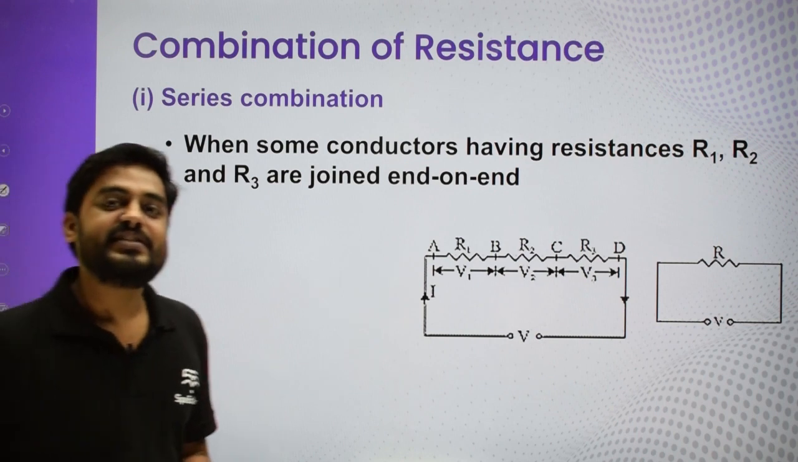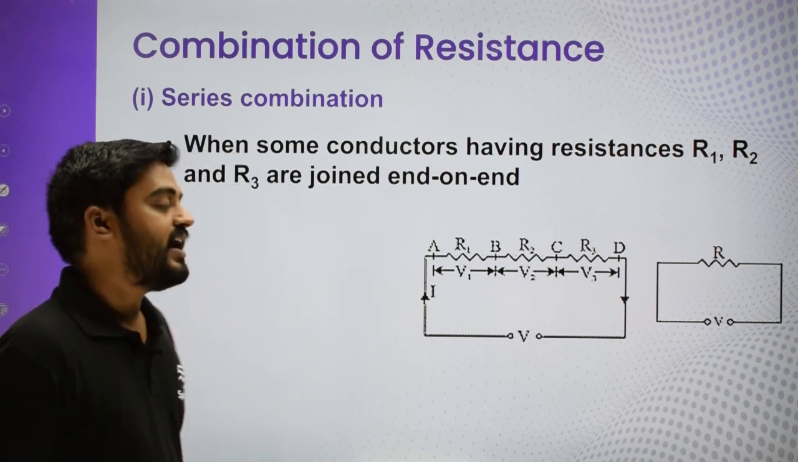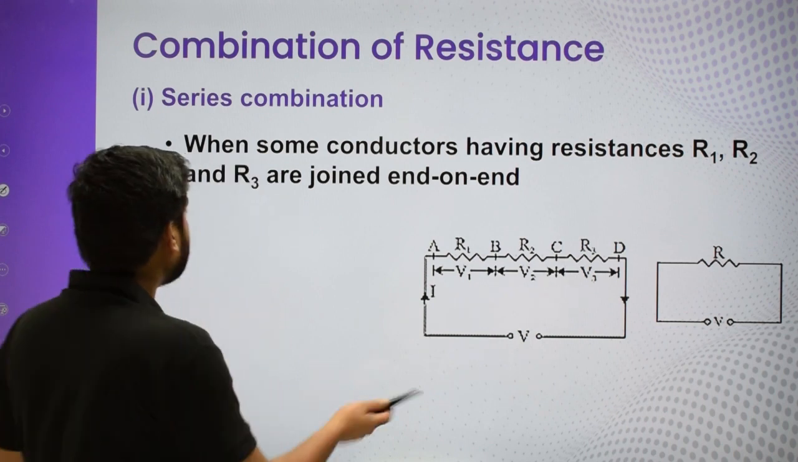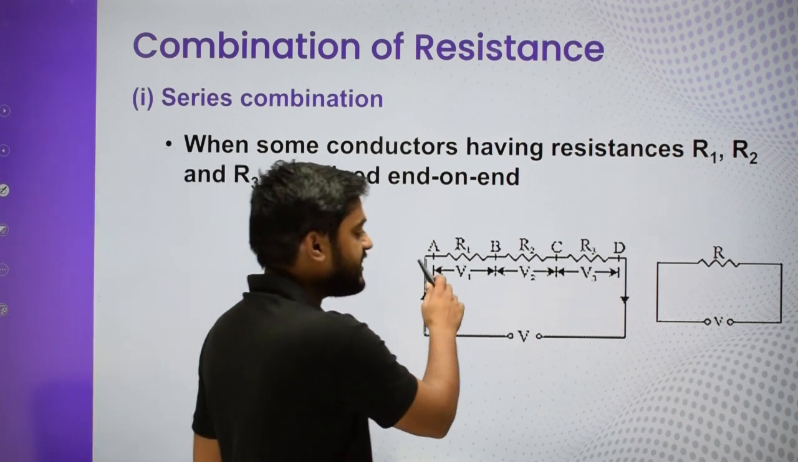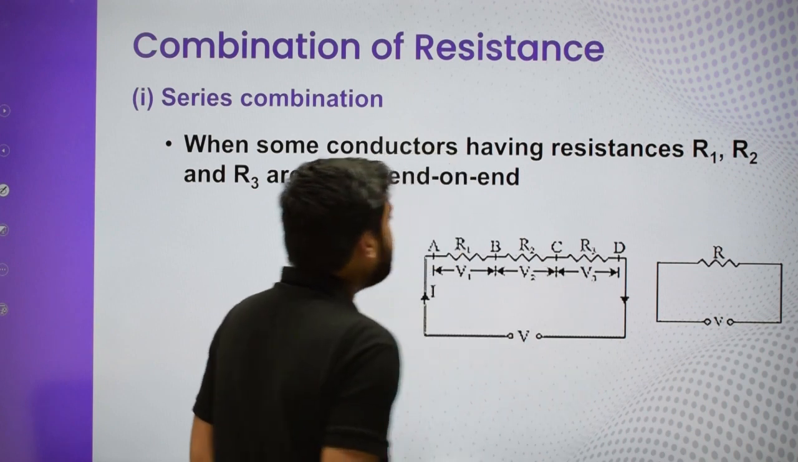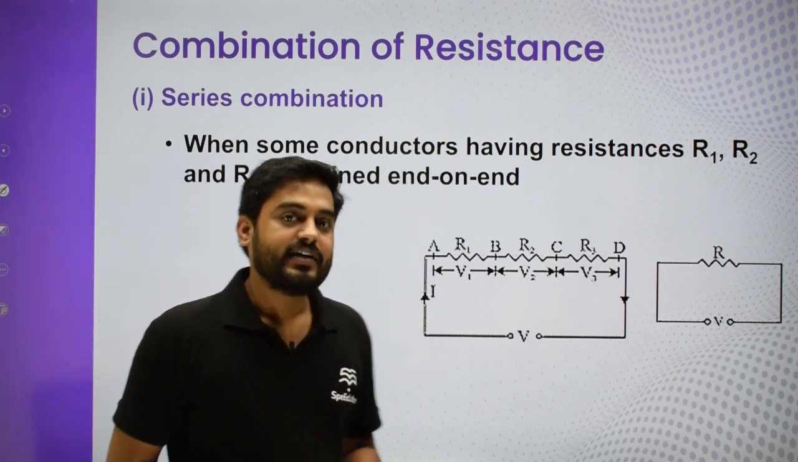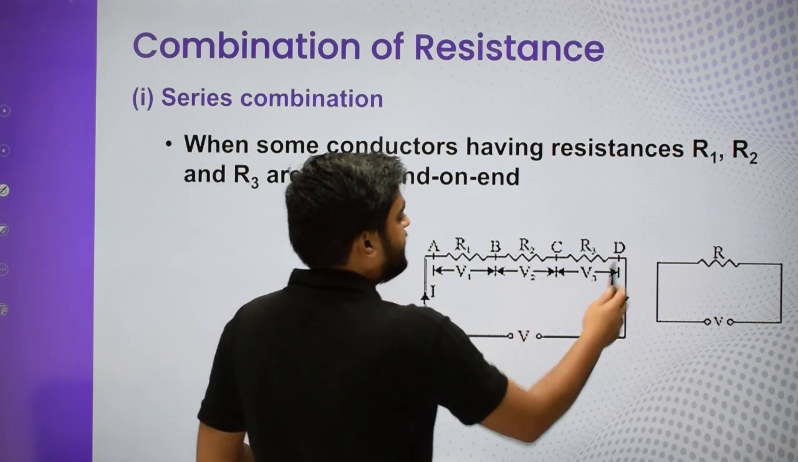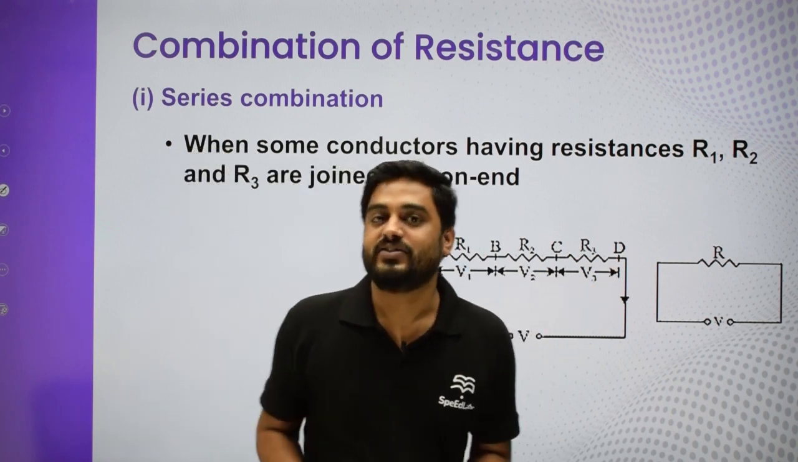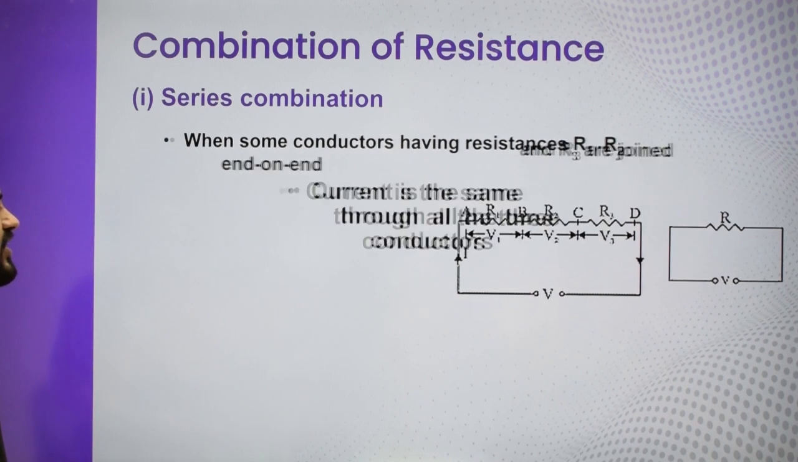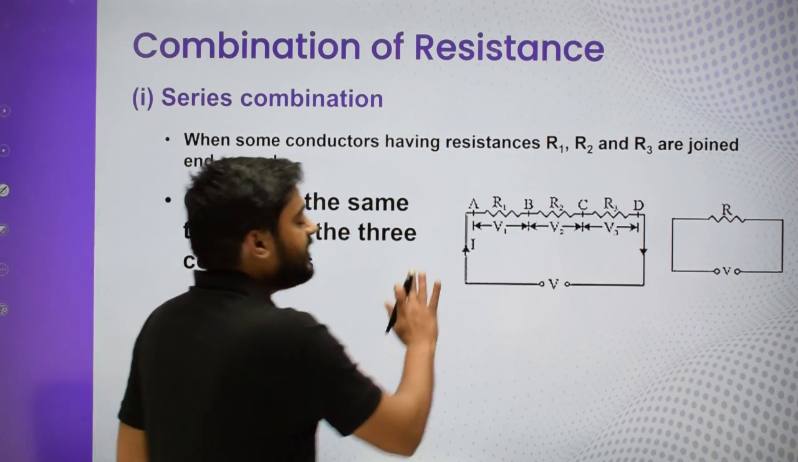Now when do we say that two or more conductors are connected in series? When some conductors having resistances R1, R2 and R3 are connected end to end. Here "end to end" is the important phrase: they are connected just one after the other and make a single branch. Then we say that R1, R2 and R3 are connected in series.